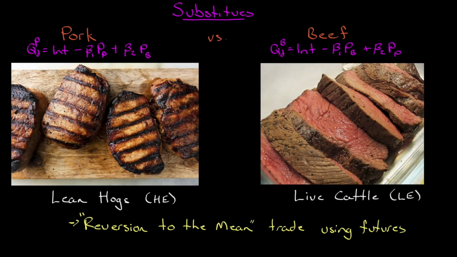This week we're going to look at pork versus beef, and here there's no government intervention to think about. It is just purely a price mechanism. And so we can observe consumer behavior directly without any intervention, so we can interpret it much more cleanly.